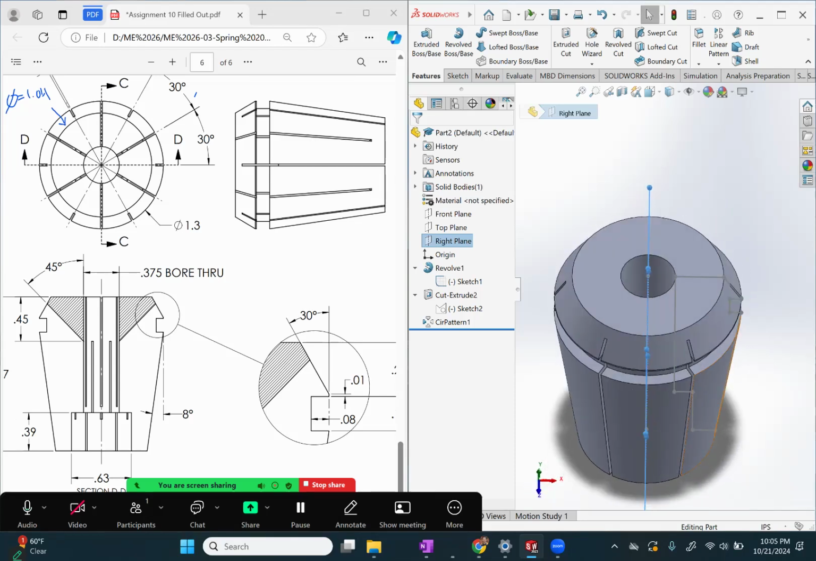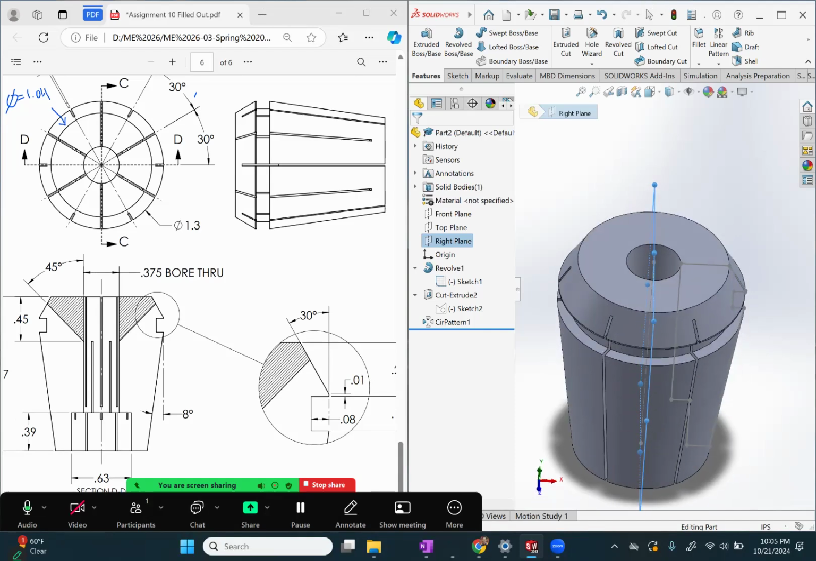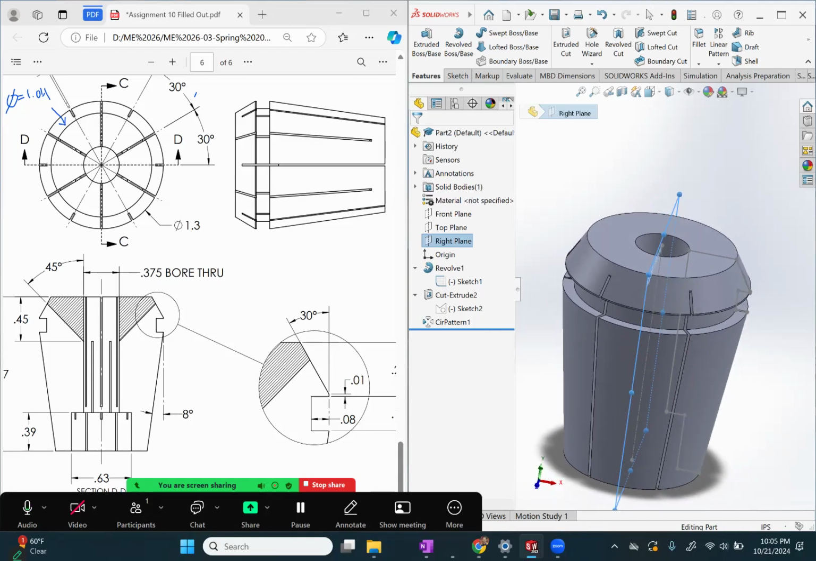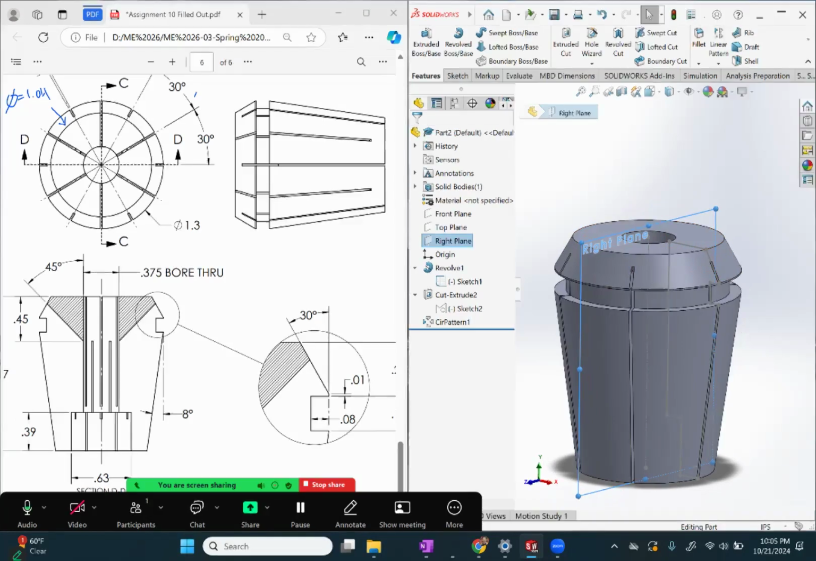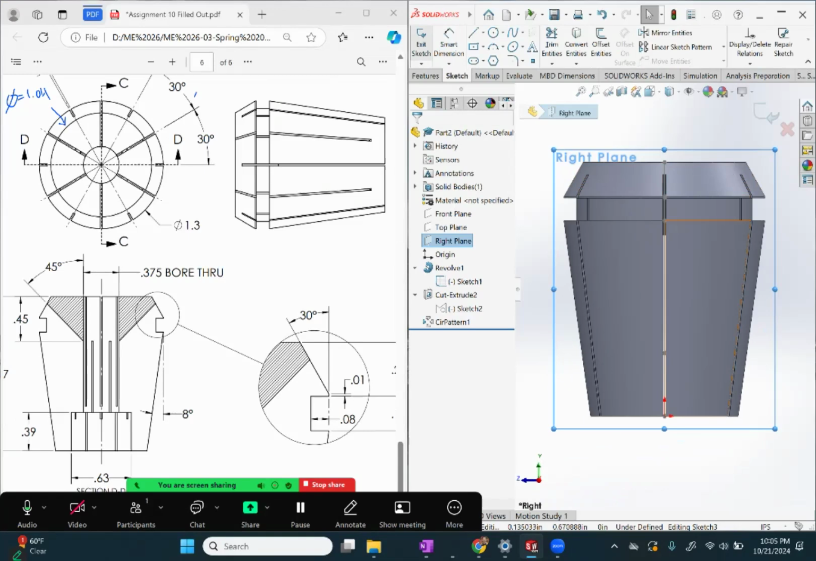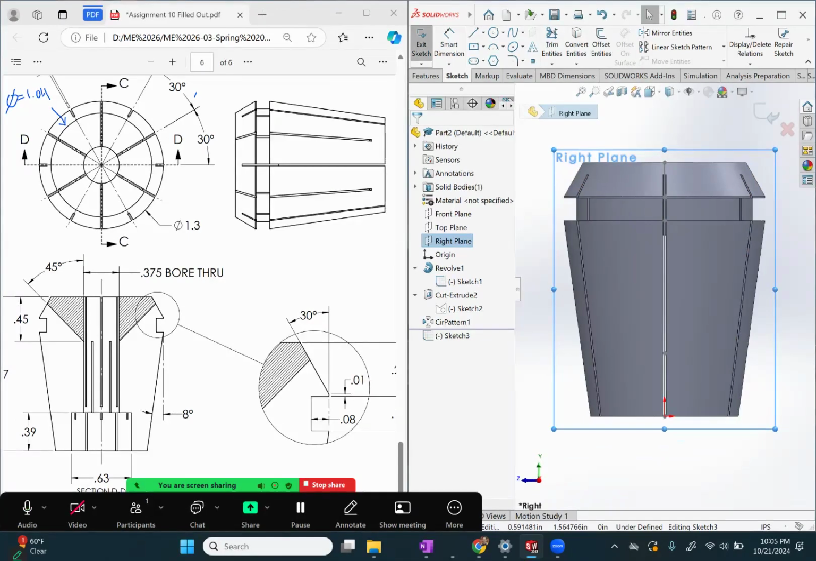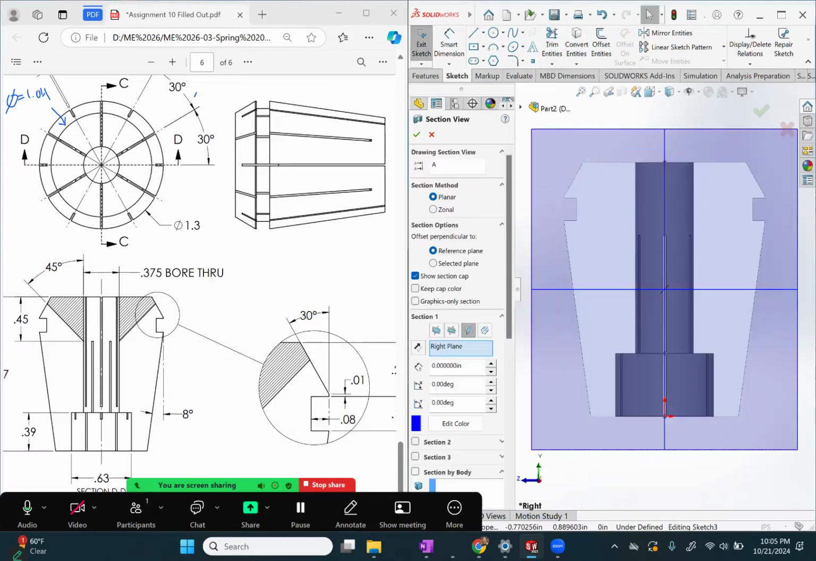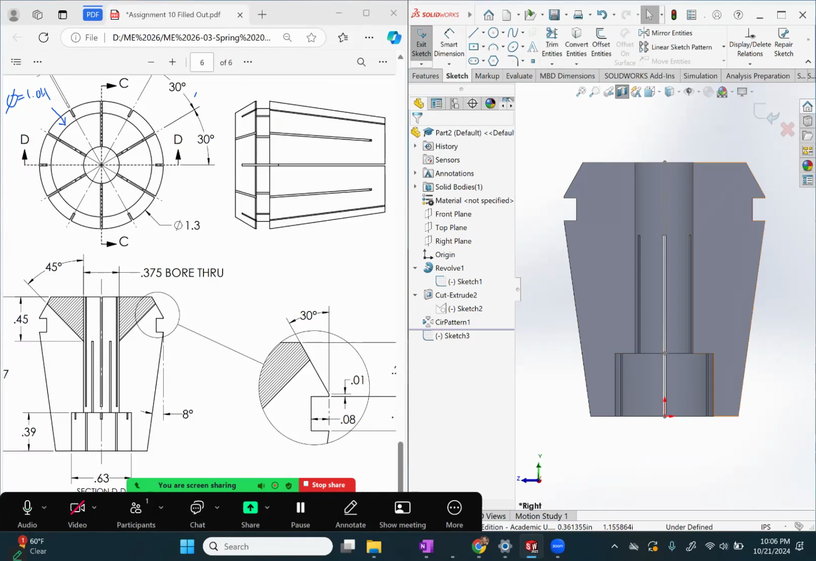I need a plane that splits these 2 cuts down the middle, which it looks like my right plane does. So that's very nice. I already have it ready for me. So let's make a sketch on our right plane this time. And again, we can use a section view of the right plane to take a look at what we're sketching.